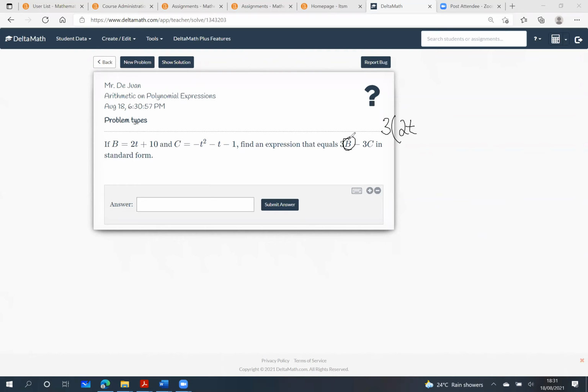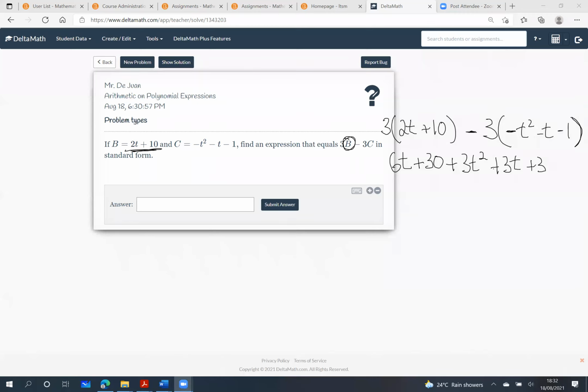So 3, what's B? 2t plus 10. Minus 3 brackets C, what's C? Negative t squared minus t minus 1. Yeah? So 3 times 2, 6t. 3 times 10, 30. Negative 3 times negative t squared is negative negative, positive 3t squared. Negative 3 times negative t is positive 3t. And negative 3 times negative 1 is positive 3.